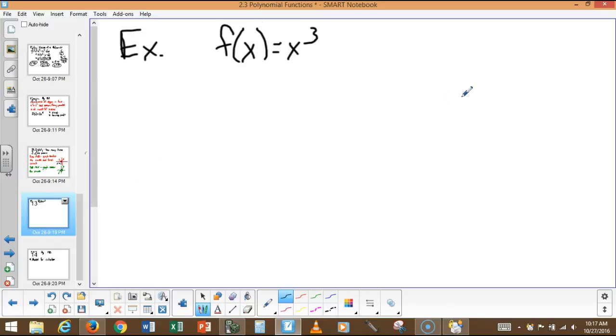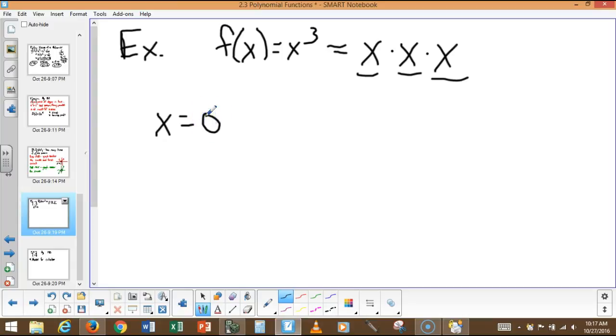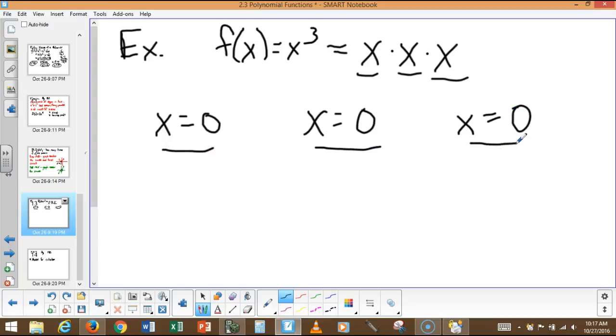So we have f of x equals x cubed. That is basically saying that we're taking x times x times x. Well, if we're trying to find the zeros of this graph, we have 3 factors. We're setting all of those equal to 0. x equals 0, x equals 0, x equals 0. Okay, pretty straightforward. This is occurring 3 times.